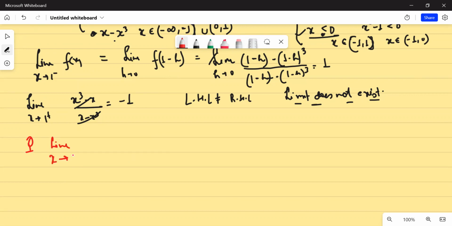So try to do this question. Limit x tends to 3 minus, matlab the left hand limit, of 3x minus greatest integer x divided by x minus 3.